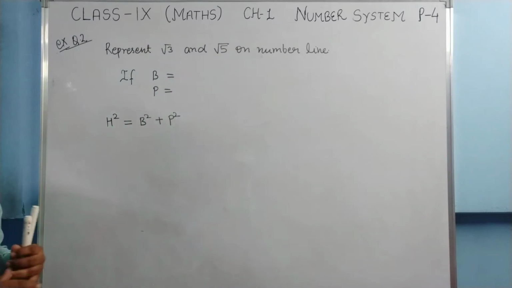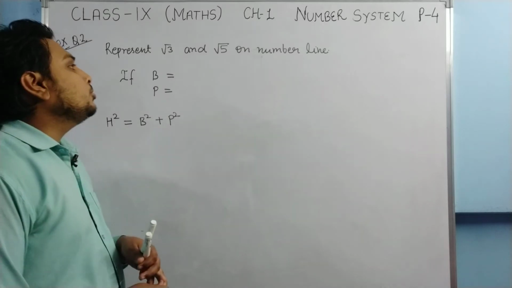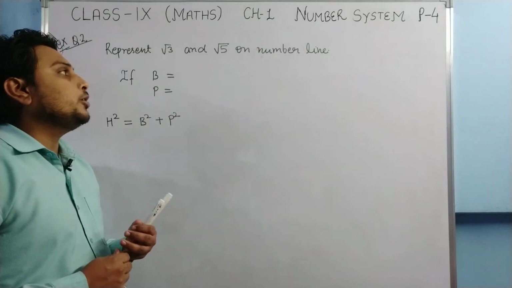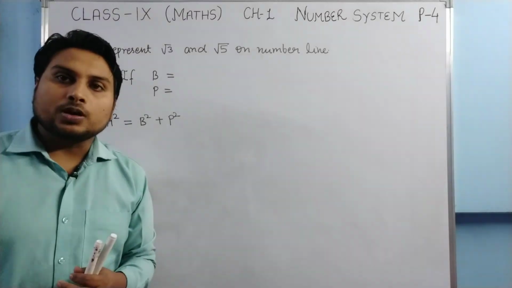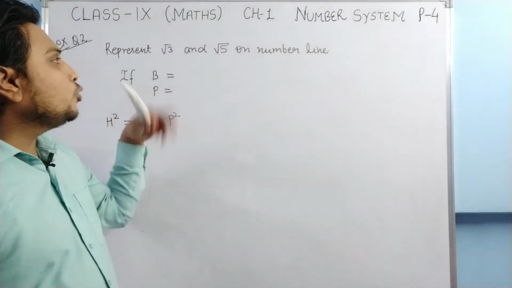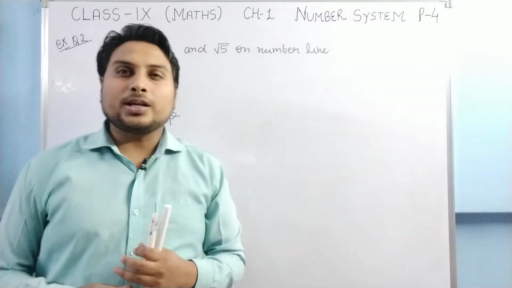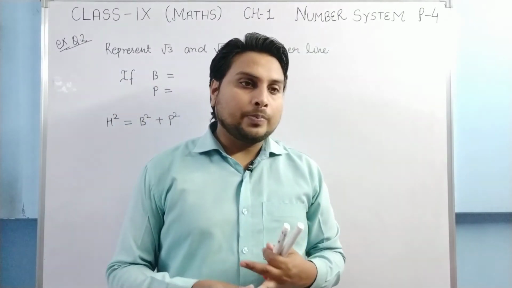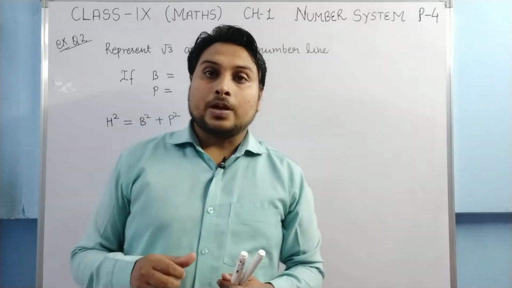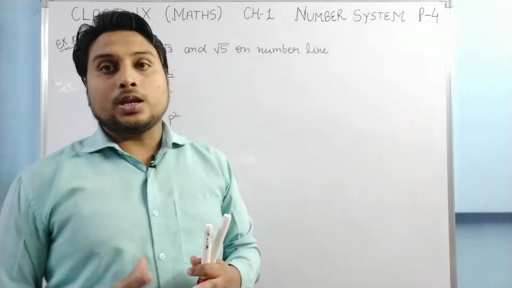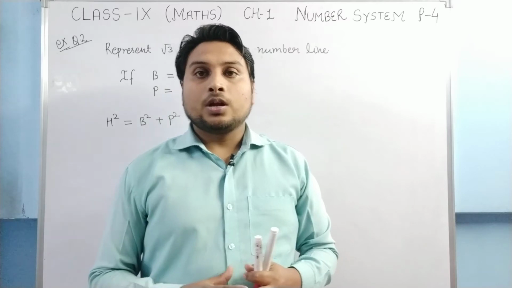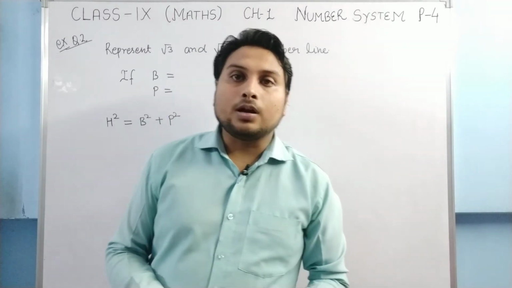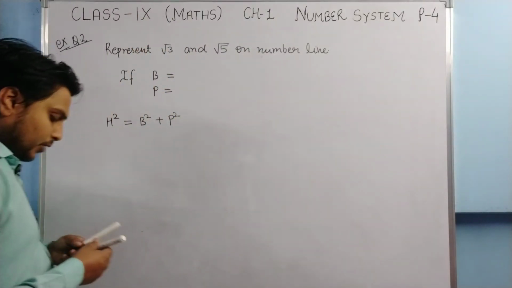So what are the options? If we take base as root 2 and perpendicular as root 3, then root 2 square will be 2, root 3 square will be 3, and 2 plus 3 will be 5. But it is a little bit complicated, na? Because if you take base as root 2 and perpendicular as root 3, both numbers are square roots, so it will be a little bit difficult. So what values will we take?